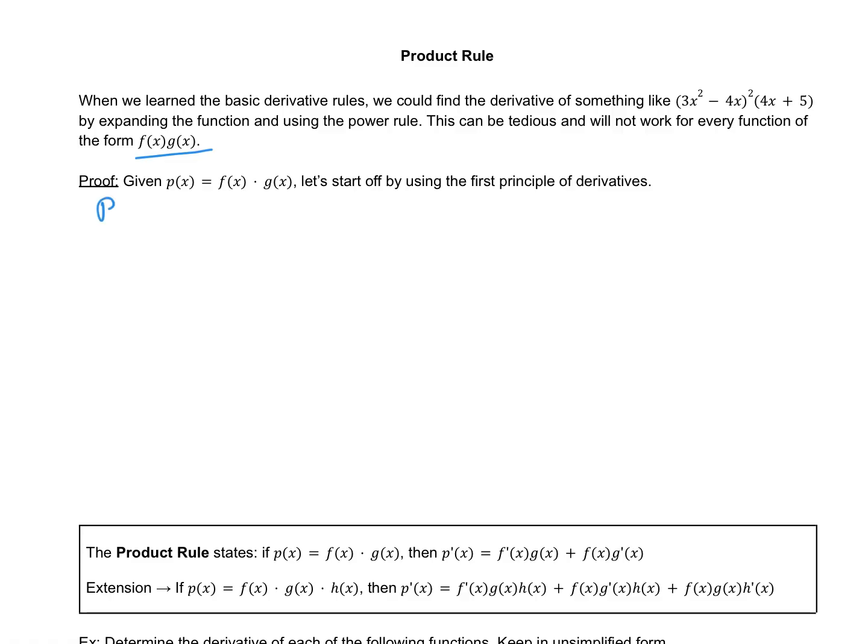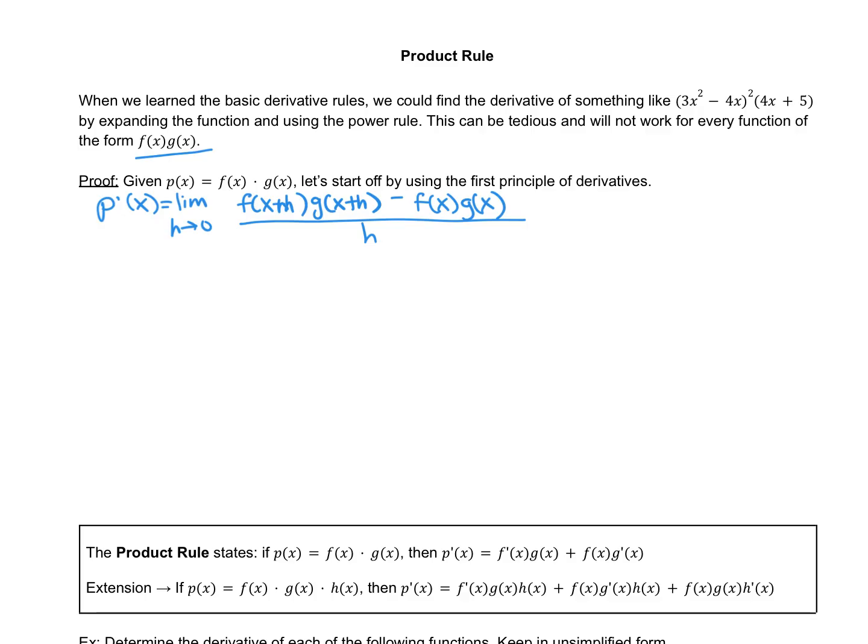So p prime of x is equal to the limit as h approaches 0 of f at x plus h times g of x plus h, so that's like our y2, minus f at x times g of x, so that's our y1, all over, it would be x plus h subtract x, so x2 minus x1, but the x's cancel out. There it is. There's our first principles applied to this product function.